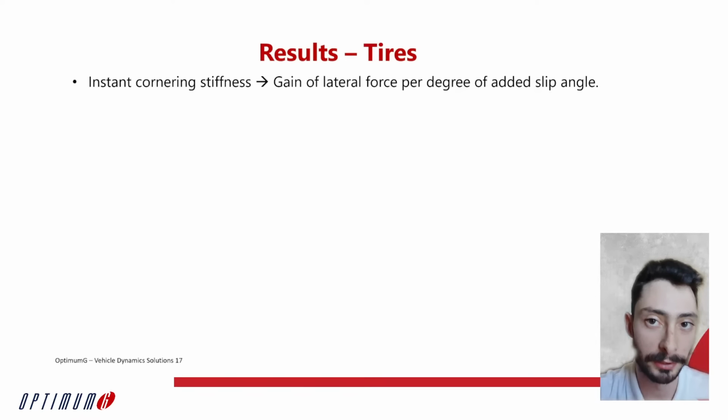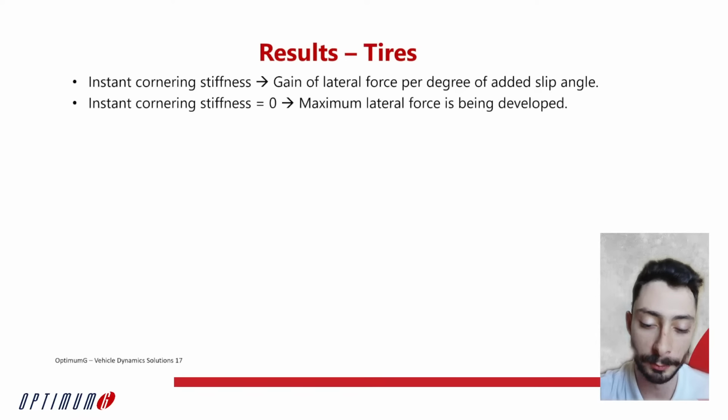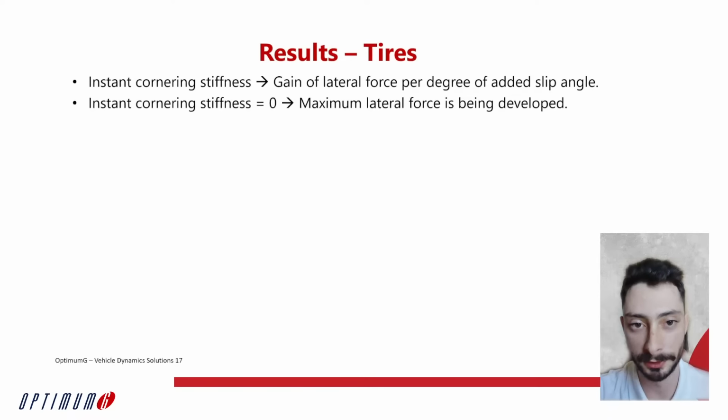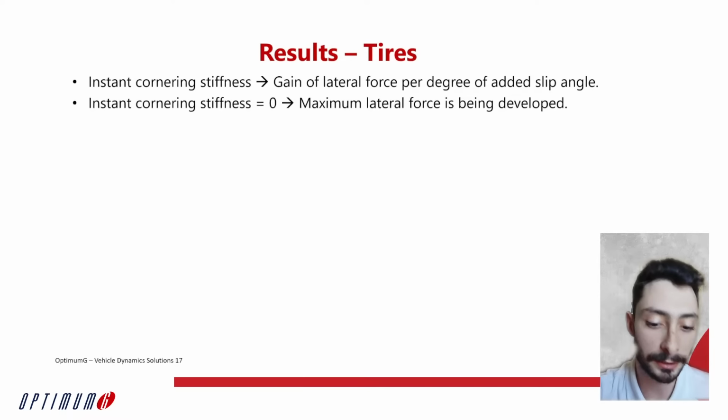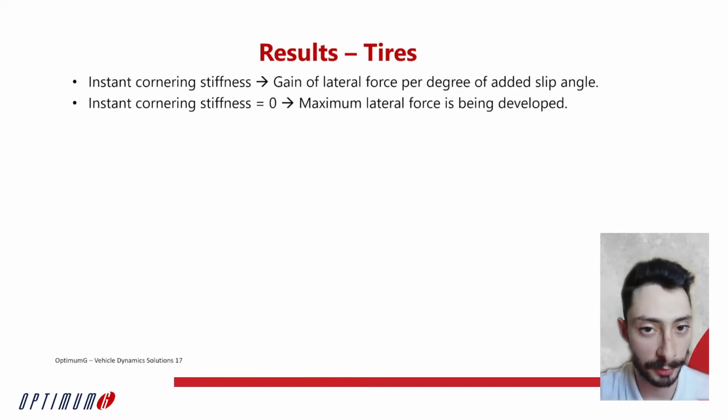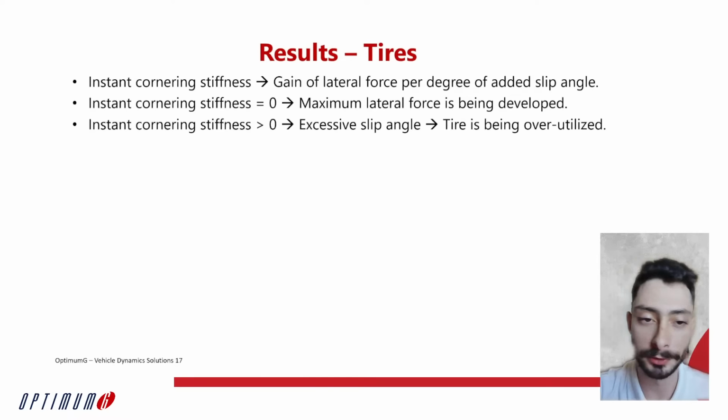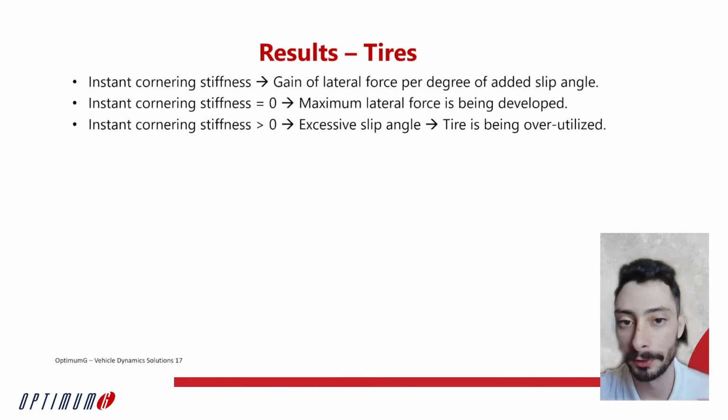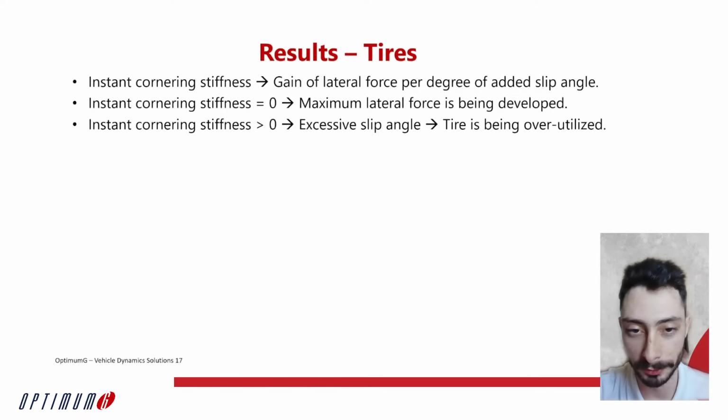Showing some more results related to tires. The next thing we can check is the instant cornering stiffness. For those of you who need a refresher, the instant cornering stiffness is defined as the gain of lateral force per degree of added slip angle. If you have a cornering stiffness equal to 0, that means you have the maximum lateral force that tire can actually provide on that vertical load, camber, and pressure. If you have a cornering stiffness greater than 0, that means you have a slip angle greater than the one that provides maximum lateral force, which means your tire is being slightly overutilized.